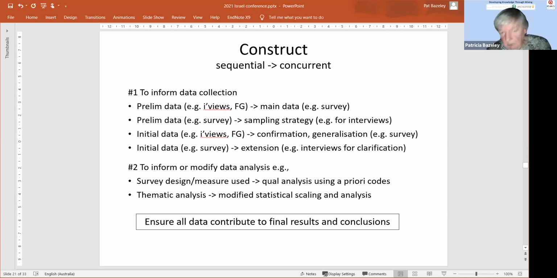The important point I would make here is that this should lead from sequential to a concurrent type analysis, so that all data contribute to the final results and conclusions. What happens all too often is that, for example, someone will do some focus groups and then run a survey, and the focus groups or the interviews that they've done to design the survey are then totally forgotten and ignored. And I would argue that they are still providing valuable data that should be integrated into the final results in the write-up of the results.